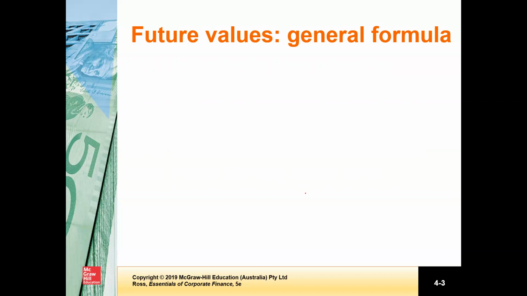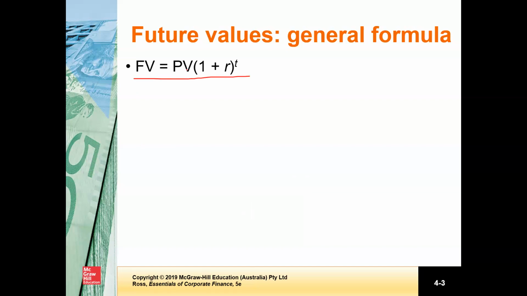The first thing we're going to learn in this chapter is future value. Future value refers to the amount of money an investment will grow to over some period of time at some given interest rate. If I explain it another way, future value is the cash value of an investment at some point in time in future. For example, you can see the equation here.